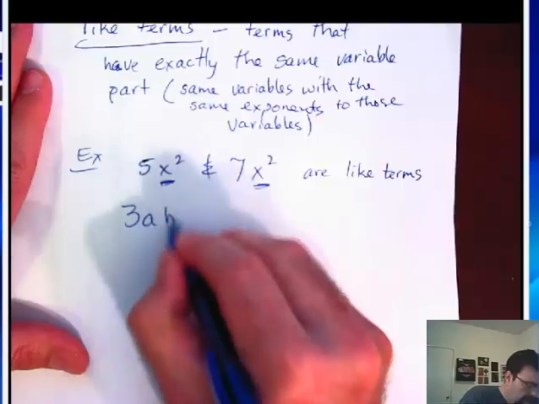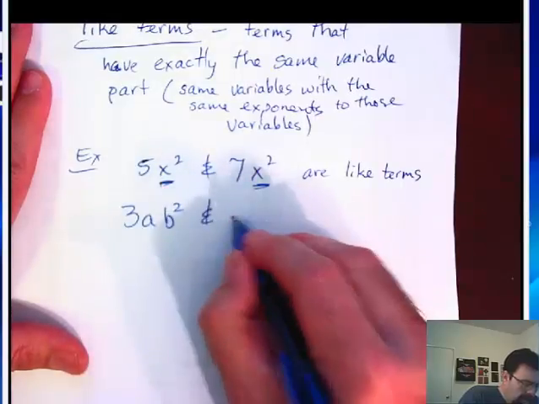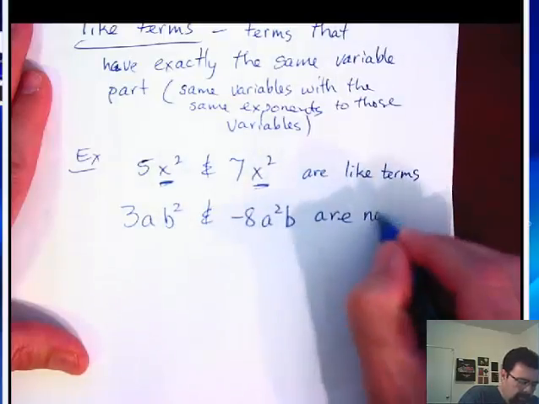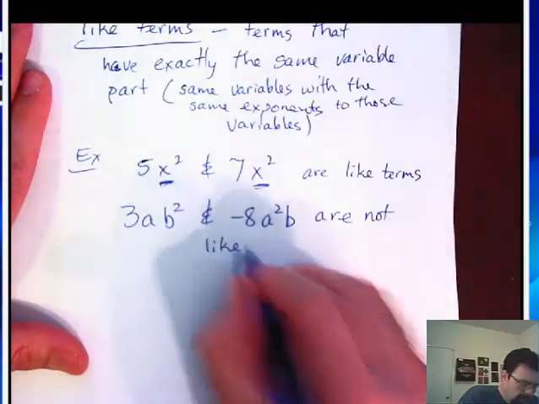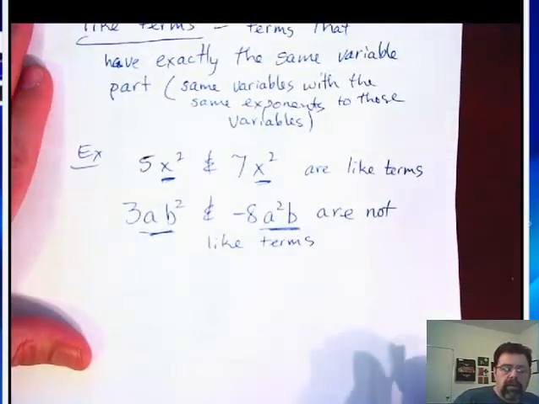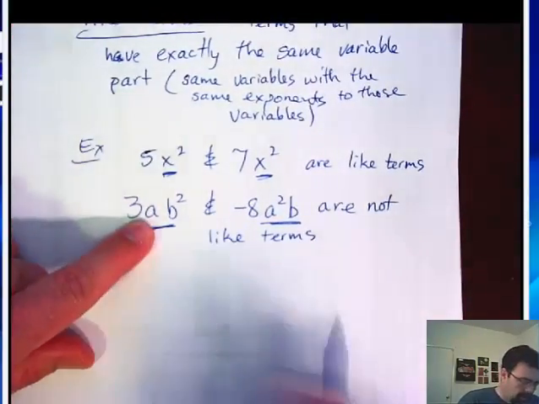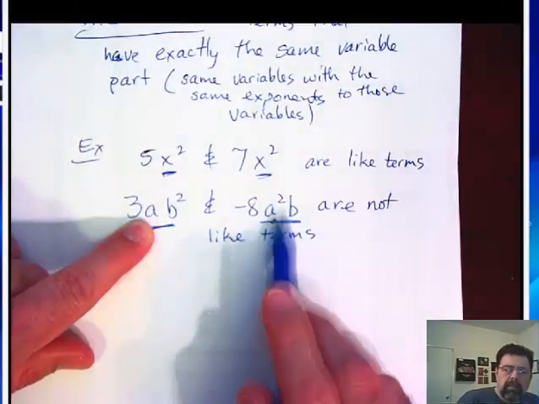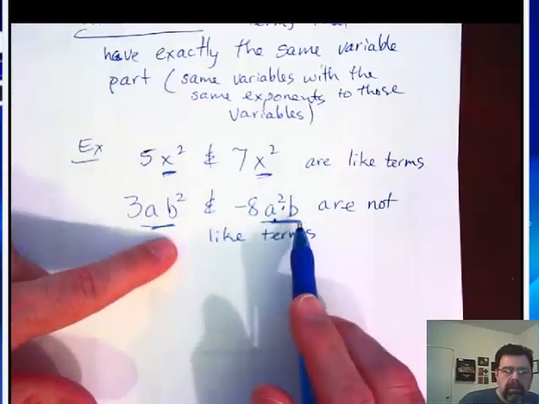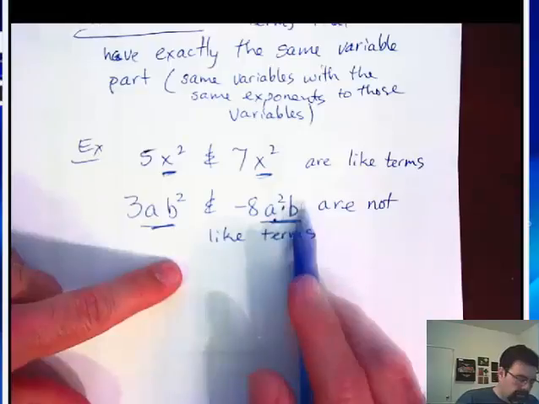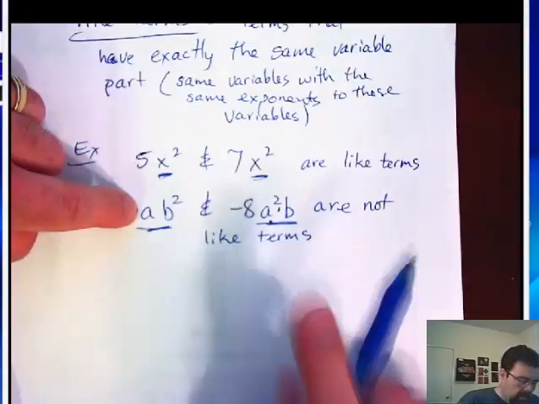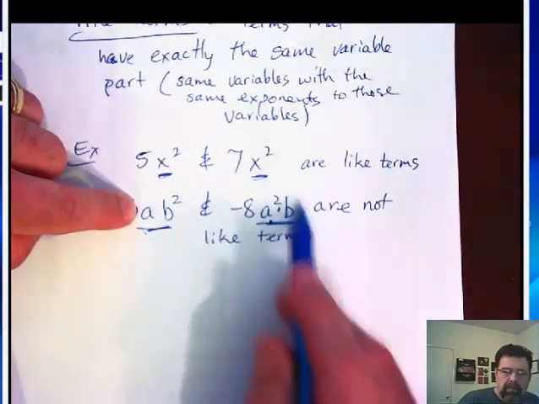3ab squared and negative 8a squared b are not like terms. They both have a and b as variables, but a is to the first power in this one, and a is to the second power in this one. So those don't match. Right there, they're not like terms, and the b's don't match either. We've got b squared and b to the first. So you ignore the coefficient, the number in front, and you just look at the variable part. They have to match exactly to be like terms.